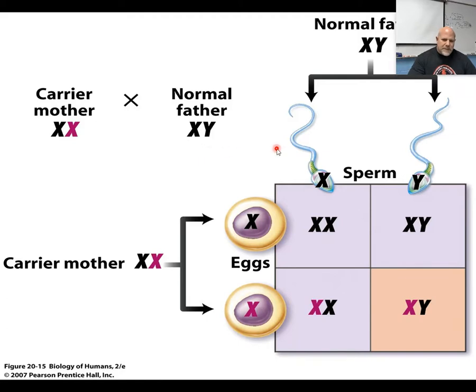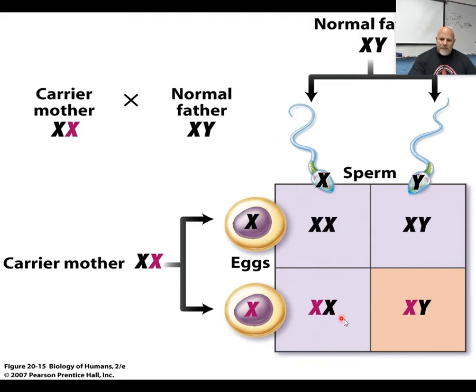So how do these traits get passed on? Well, it's a little bit different because now you are dealing with, instead of autosomes, sex chromosomes. And so the Y is not going to be the same as the X. So if you have a female donating an X and a male donating a Y, these are always going to end up male, and these are always going to end up female.